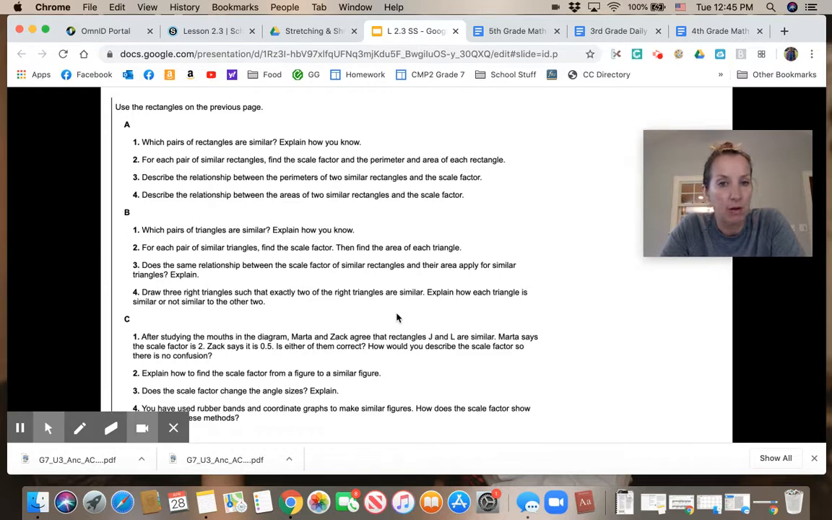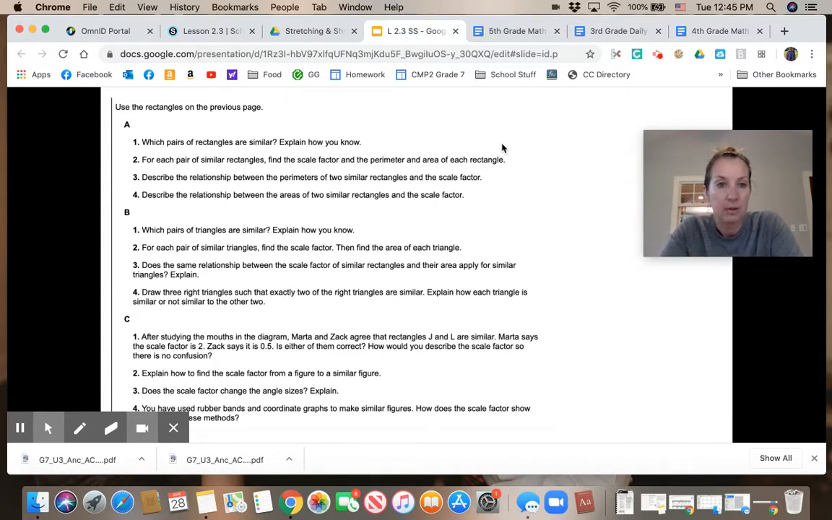Explain how you know. For each pair of similar rectangles, find the scale factor, that is the number that's being multiplied, and the perimeter and area of each rectangle. So each pair that you find to be similar, what is the scale factor, what are the perimeters, and what are the areas?